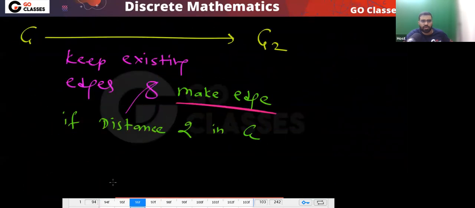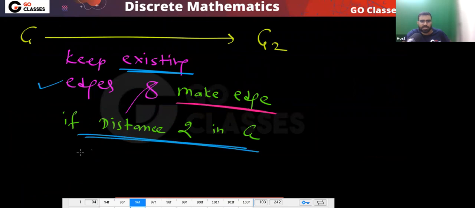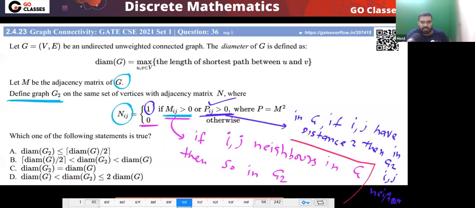What is happening in the new graph? You keep all the existing edges, and make a new edge if the distance is 2. Mavit is asking, sir, the adjacency matrix should only contain 0, 1 as entry, right? Yeah, that's correct. That is the reason he is putting 1.